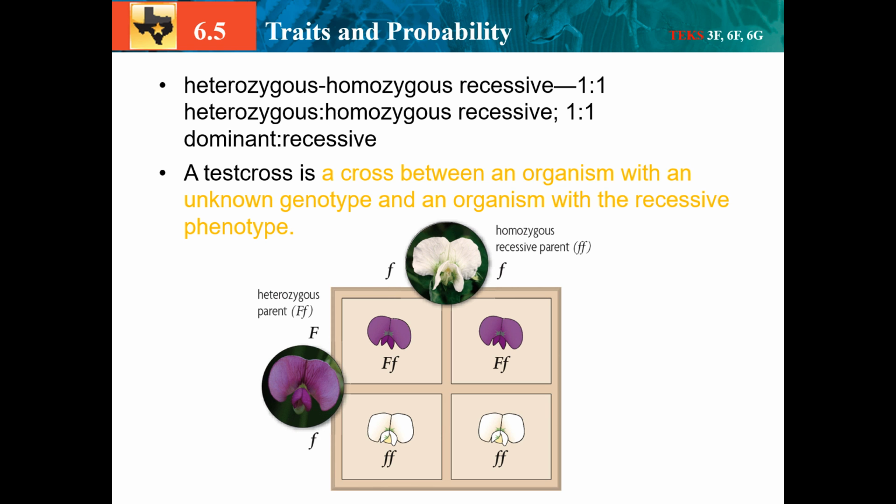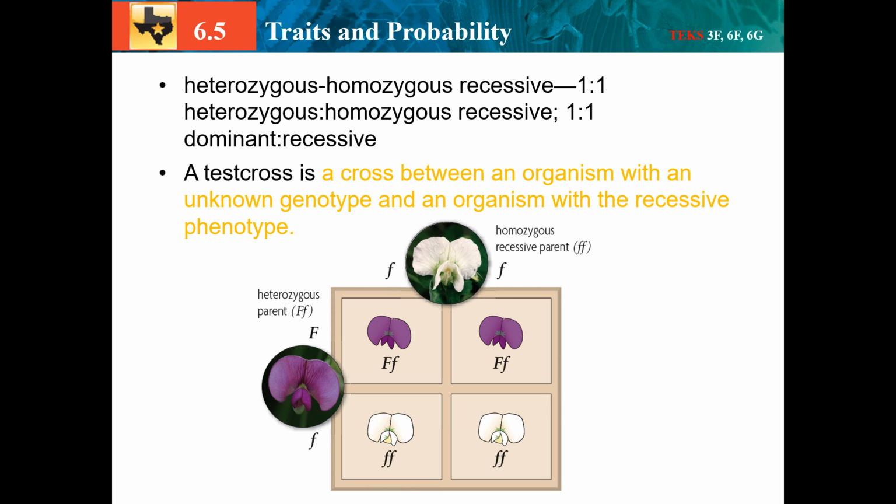Okay, and then if you take the final different monohybrid cross that we can do, you have up here the homozygous recessive, and the other parent is going to be the heterozygous. And what you're going to get is half of them are going to be the heterozygous purple flowers, and the other half is going to be the homozygous recessive white flowers.